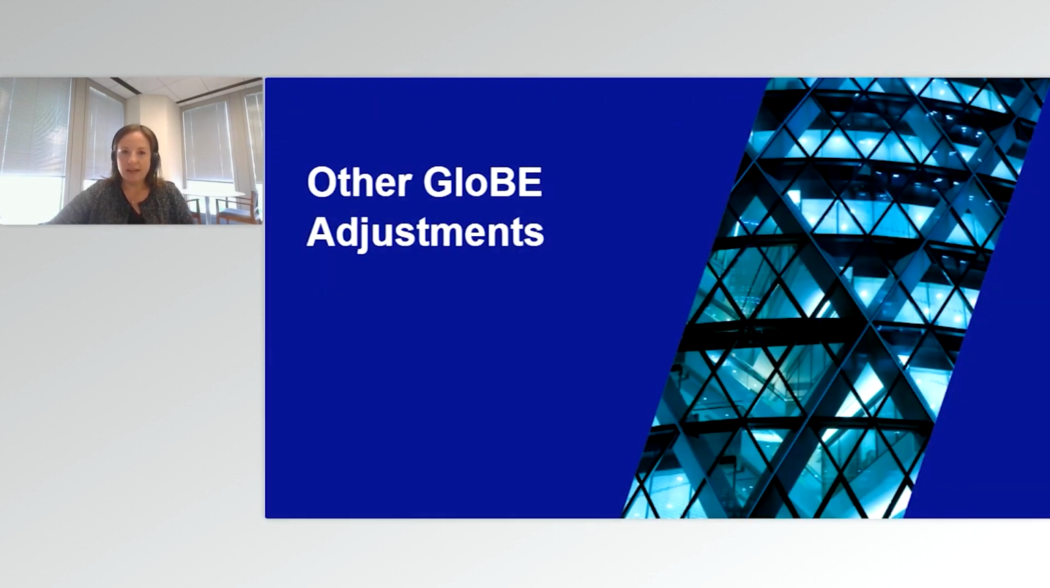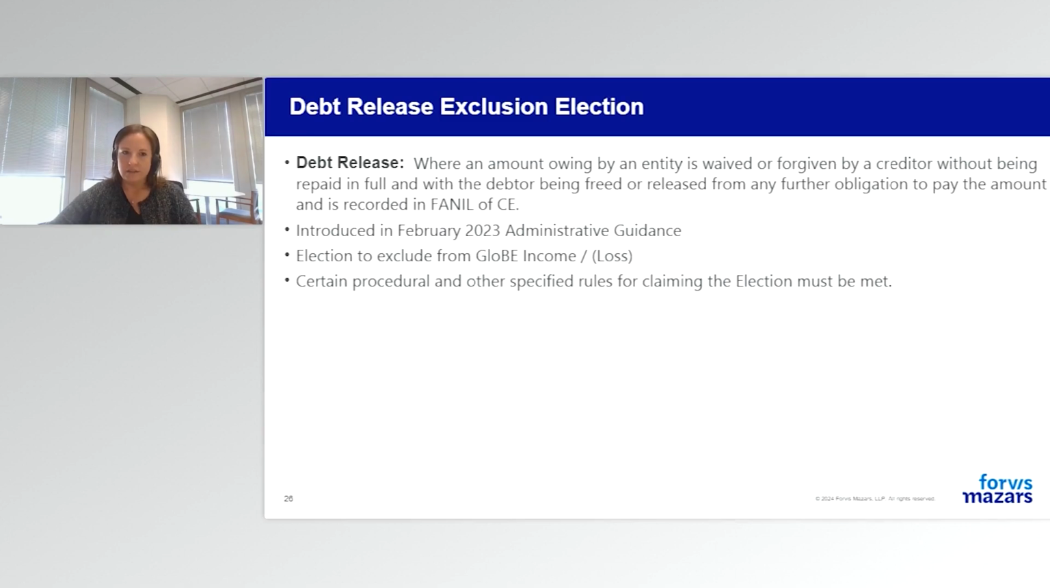So next we have the other GloBE adjustments that we'll talk through. So first, the debt release exclusion election was first introduced in the February 2023 administrative guidance under section 2.4. This, I think, goes hand in hand with what Justin was pointing out earlier, with the need to match up your taxes with the income. And that's what I think this provision was really getting at.